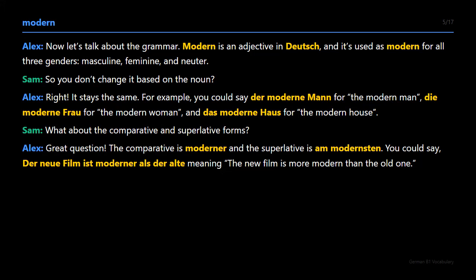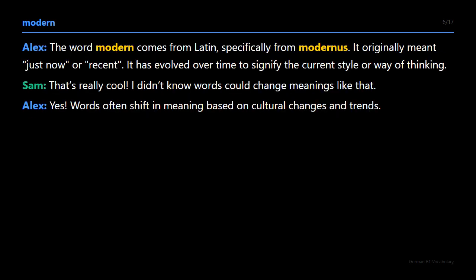The word modern comes from Latin, specifically from modernus. It originally meant just now or recent. It has evolved over time to signify the current style or way of thinking. That's really cool. I didn't know words could change meanings like that. Yes. Words often shift in meaning based on cultural changes and trends.